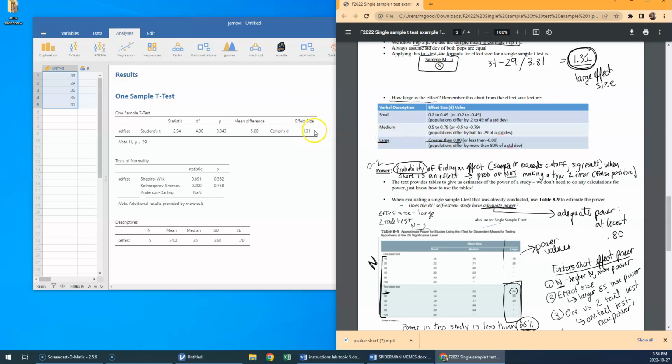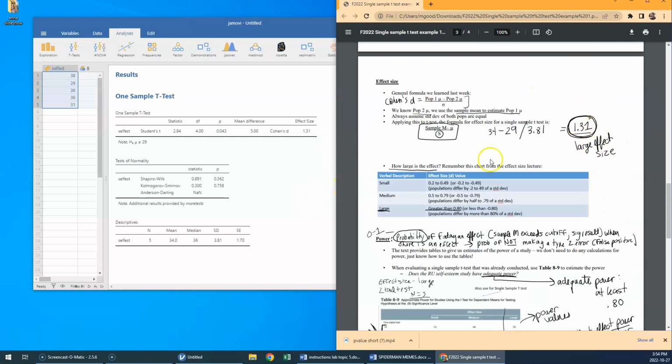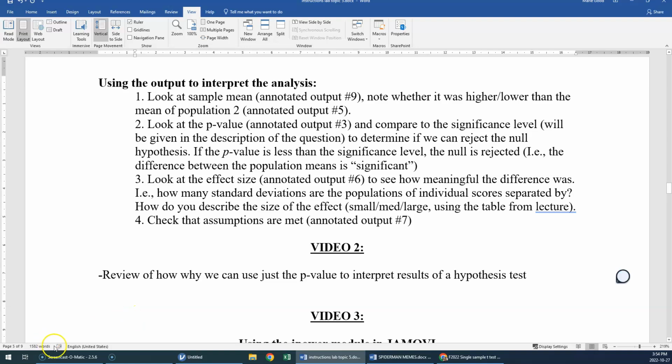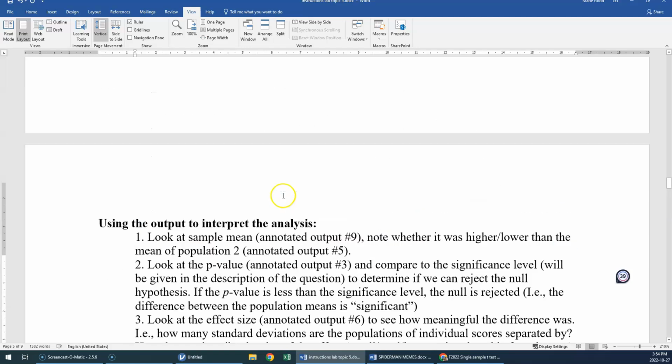So this means that the population means differ by 1.31 standard deviations. And we calculated that by hand here. We get the same result. It's a lot easier to do it this way. Okay. All right, the last point is we check that the assumptions are met.